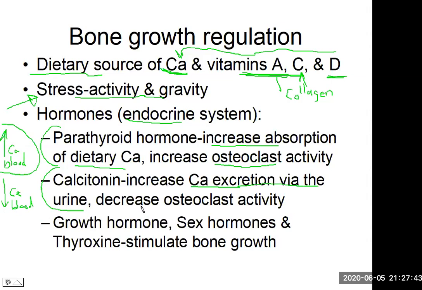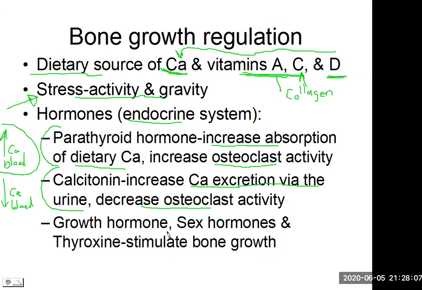Or if we slow down the function of osteoclast activity, more of that bone, more of the calcium remains in our bones, less calcium ends up in our blood. So we see these two hormones have a direct opposing function.